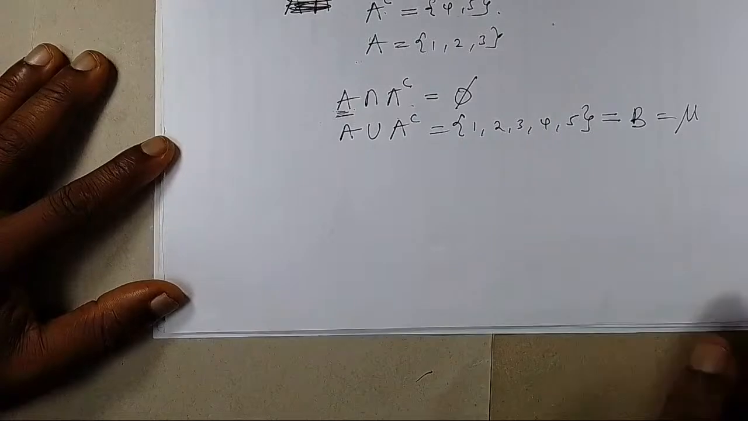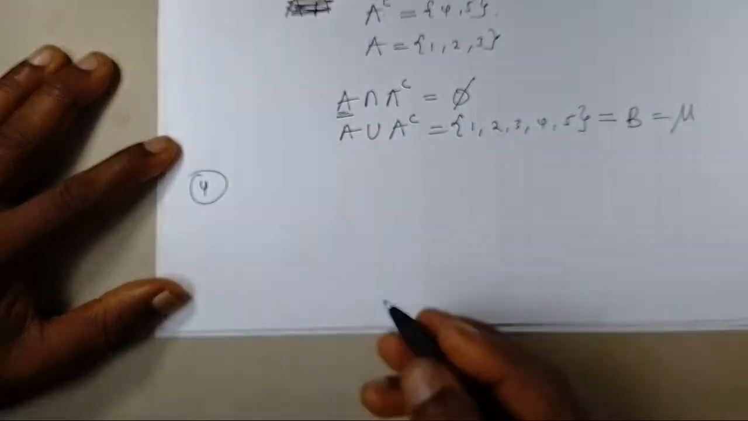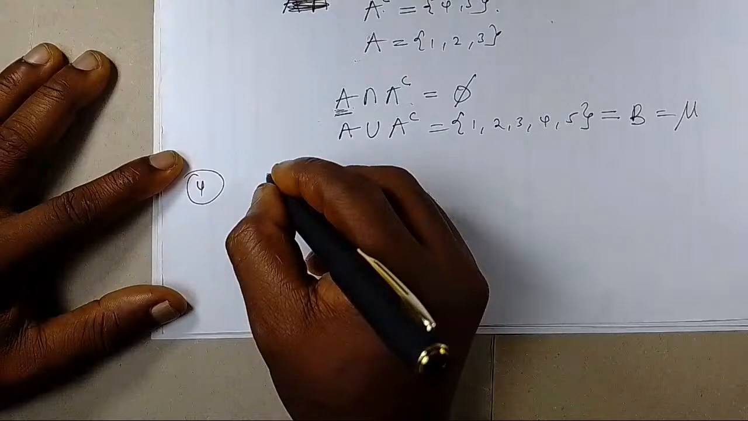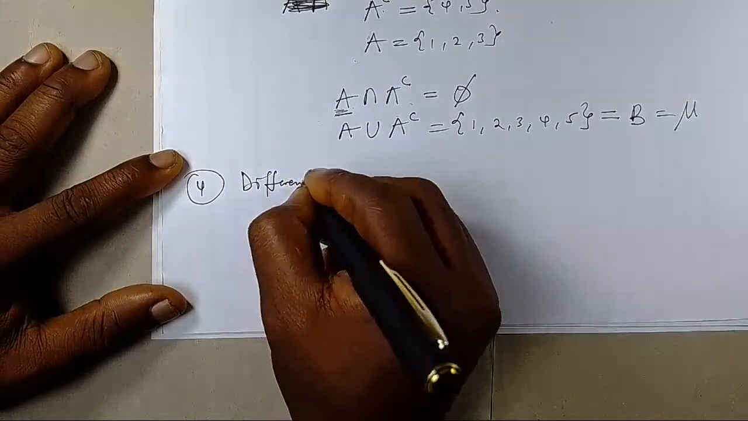Quickly, let us now go to definition or operation number 4. Operation number 4 is the difference of two sets.